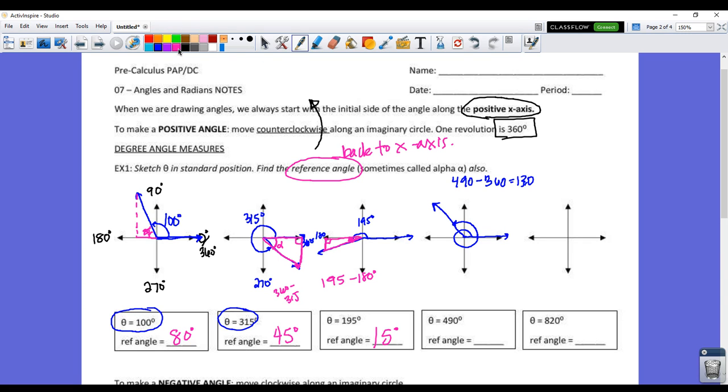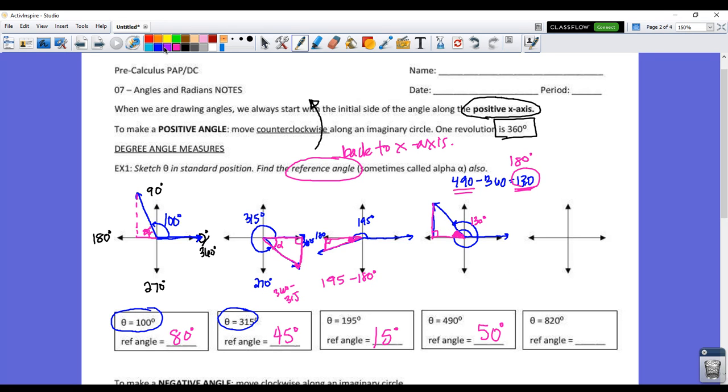The reference angle, once again, is what takes us back to the x-axis. This angle in here. We already said that this one's a 130 degree angle. So a 490 is the same angle as a 130. Those are called coterminal angles. If we do 180 minus that 130, we have a reference angle of 50 degrees. That's what gets us back to the x-axis in this case.